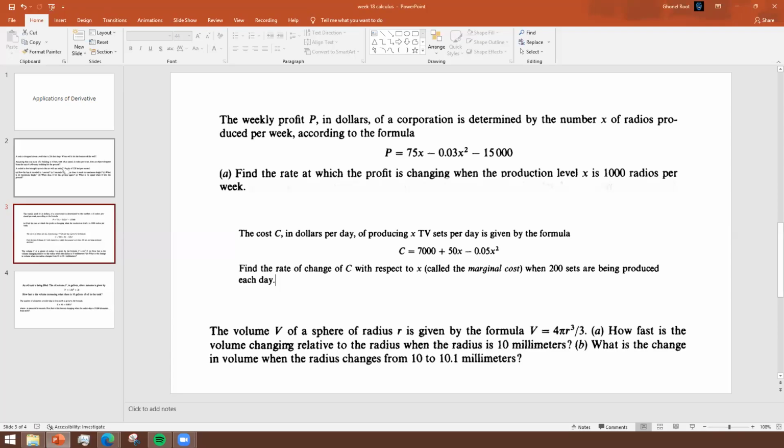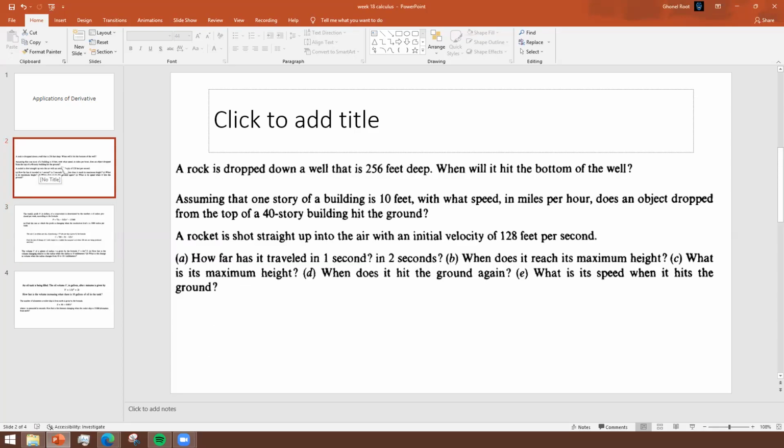Okay. First, ito. A rock is dropped down a well that is 256 feet deep. When will it hit the bottom of the well? Okay? So, meron daw tayong bato na pinagsak natin. At what time daw siya tatama sa ilalim?